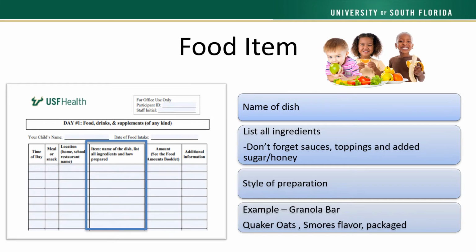Details, details, details. This line includes the name of the dish, all ingredients, and the style of preparation. For example, a packaged granola bar should include the brand name and flavor. But if you made your own granola bar, it would be best to include the ingredients of your delicious recipe.